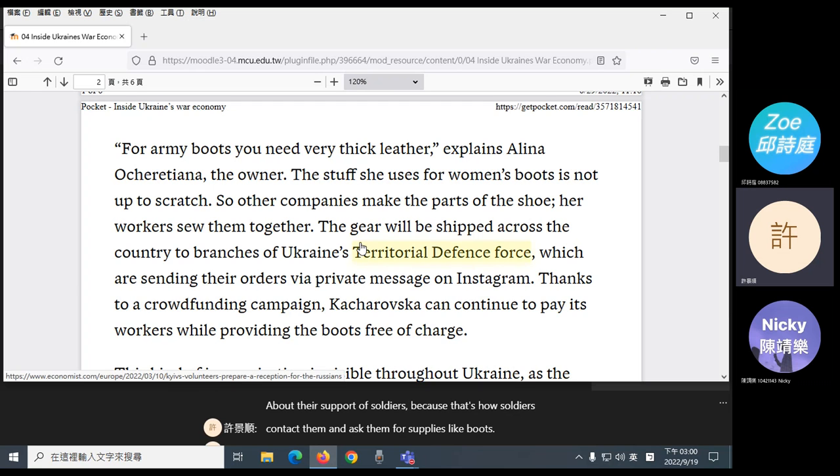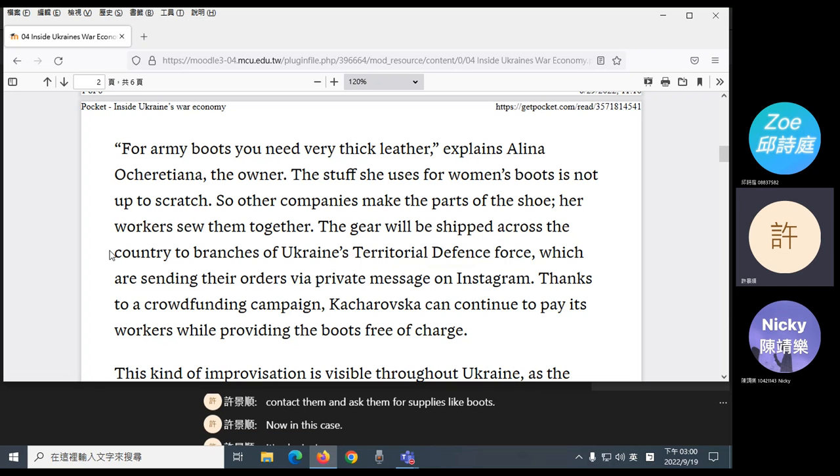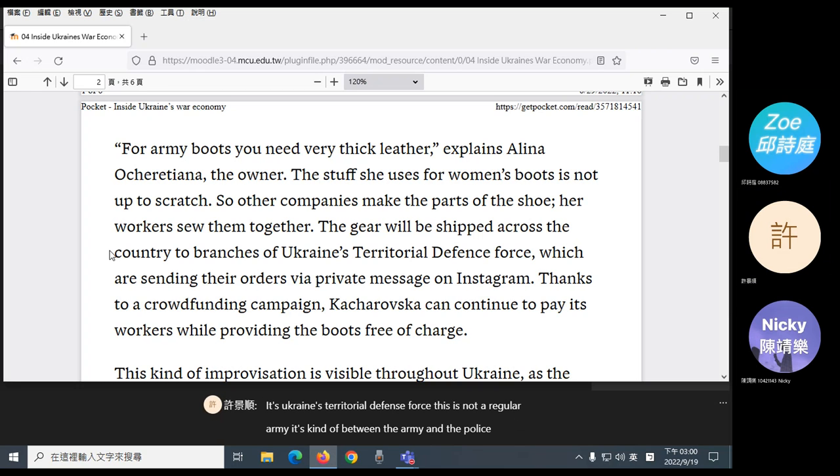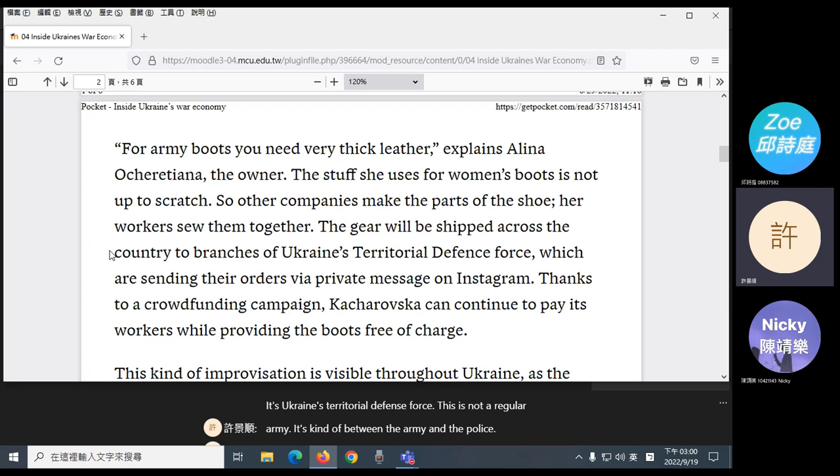Now, in this case, it's Ukraine's Territorial Defense Force. This is not a regular army. It's kind of between the army and the police. The Territorial Defense Force, territory is the area of land controlled by a country. So this kind of army is in charge of defending Ukrainian land.